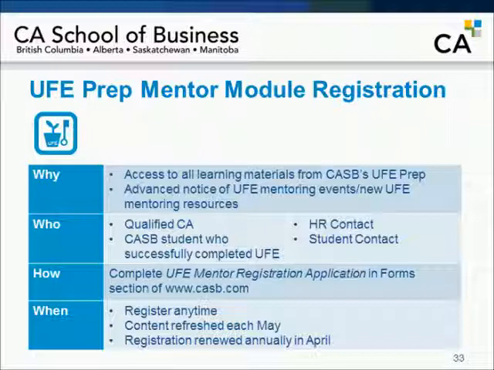Who can register? Qualified CAs or CASB students who have successfully completed the UFI can register. HR and student contacts at CA training offices can also register, even if they're not CAs. To register, complete the UFI Mentor registration application in the Forms section of the CASB website. Registration is valid until the end of April of each year, and content is refreshed each May. We will contact you each spring to renew your registration for the coming year.